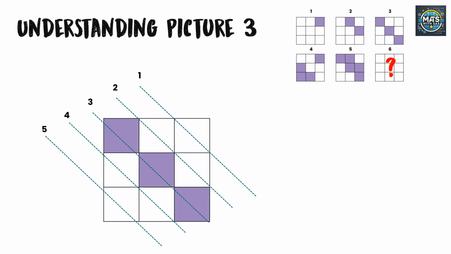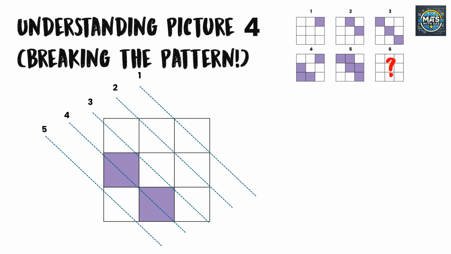Now in picture 3, we have 3 purple squares, and guess what? They fit exactly along the next diagonal. So far, we see a clear pattern. 1 purple square in the first diagonal. 2 purple squares in the second diagonal. 3 purple squares in the third diagonal. Now let's move to picture 4. This is where things get tricky.